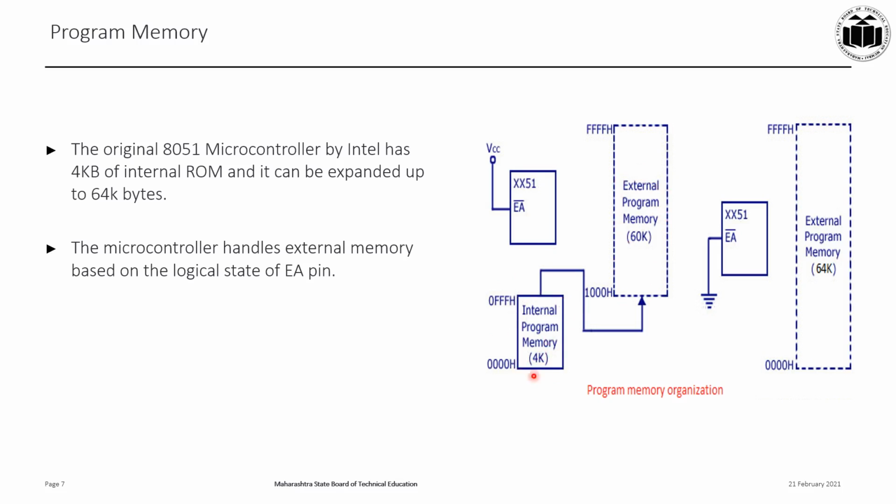The address for the internal program memory is from 0000 hex to 0FFF hex, whereas for the external memory, the address is from 1000 hex to FFFF hex. When the external access pin is low, the microcontroller completely ignores the internal program memory. So with the 16-bit address bus, all the 64K locations are accessed from the external memory.